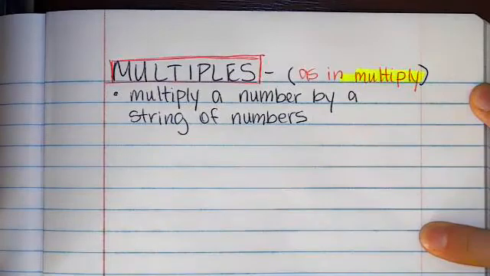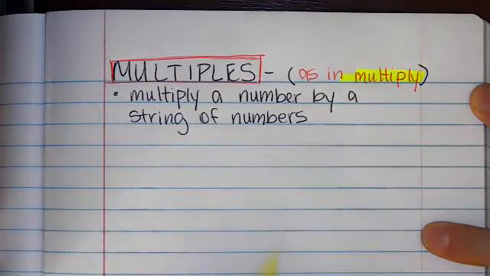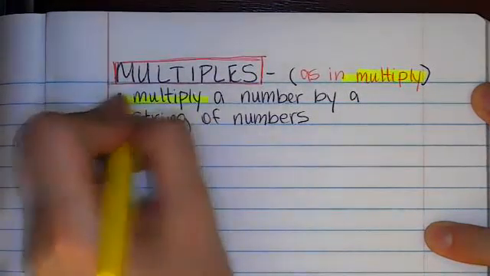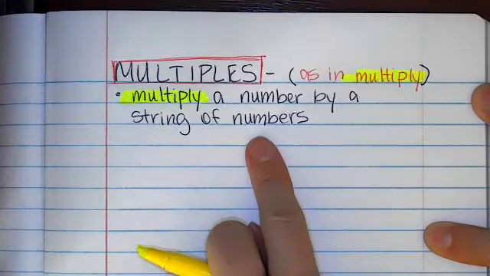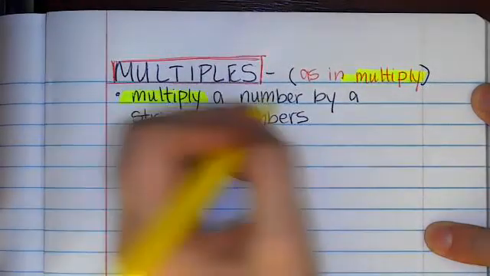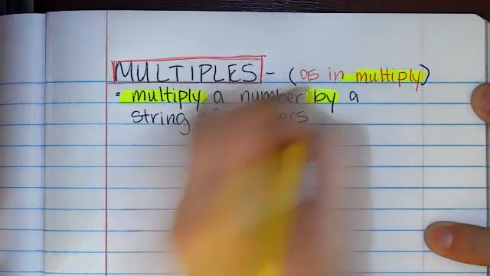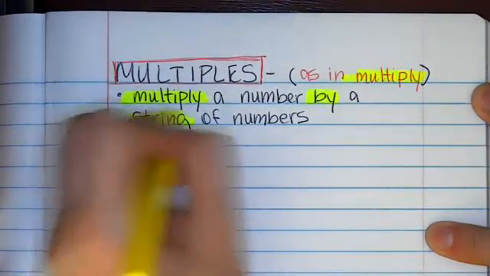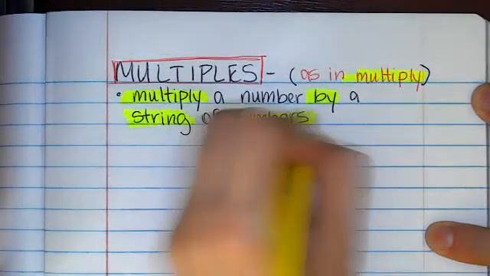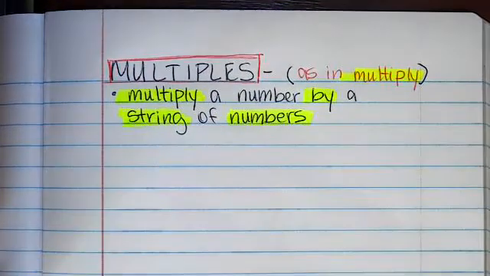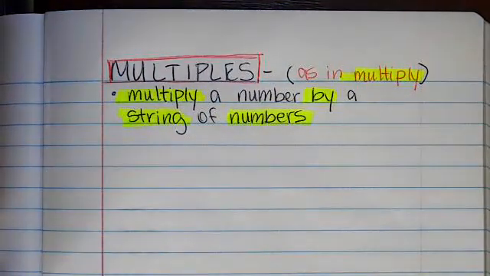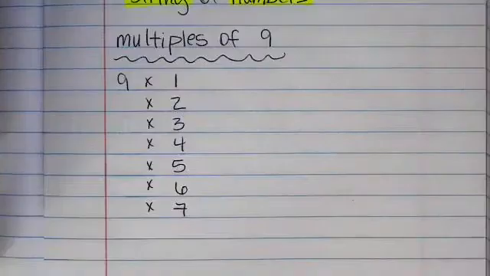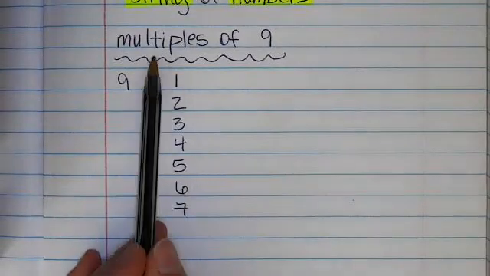So when I'm talking about what a multiple is, it's when you multiply a number by a string of numbers, which sounds weird. Multiply a number by a string of numbers is what is going to give you a multiple. So I'm going to give you a quick example of what some multiples might be. All right, so while I'm finding multiples, I'm taking a number, the multiples of 9.